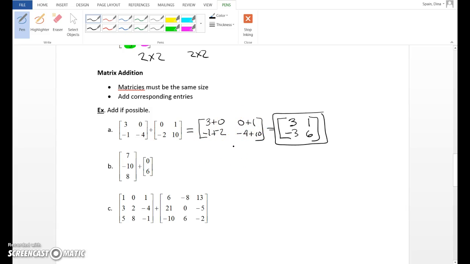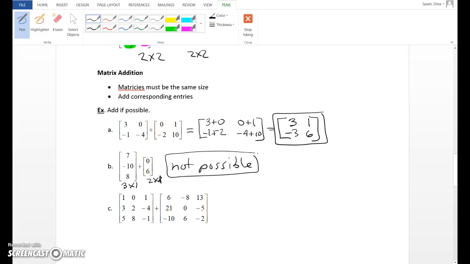Don't worry about that. Just go ahead and make sure the sizes are the same and that you're adding those corresponding entries. Alright, let's try part B. Ooh, notice the size on this one. Notice this is a 3 by 1 and this is a 2 by 1. Alright, that's not possible. You cannot add those together. Alright, let's go down to part C.